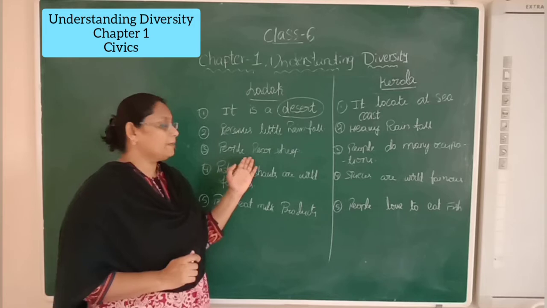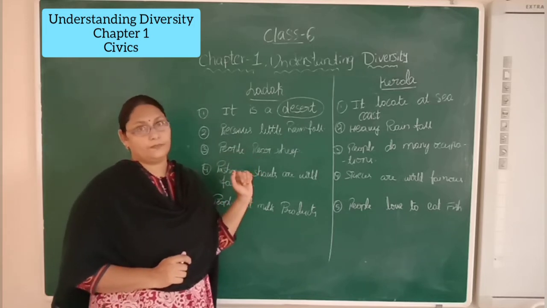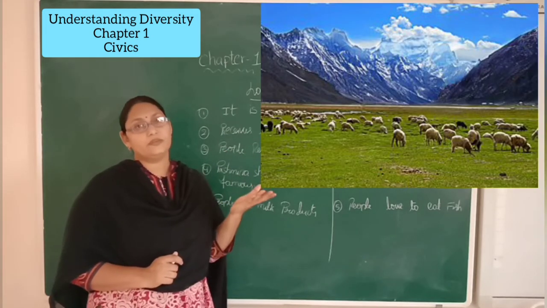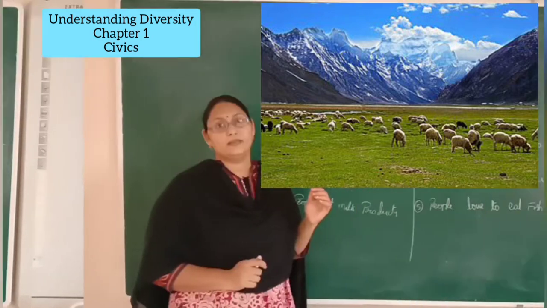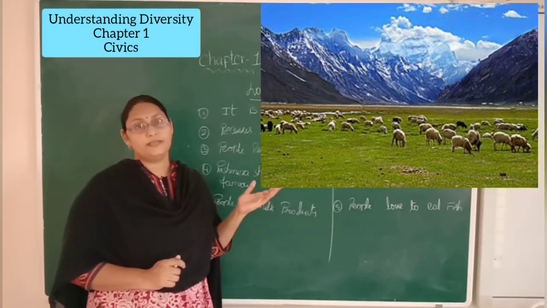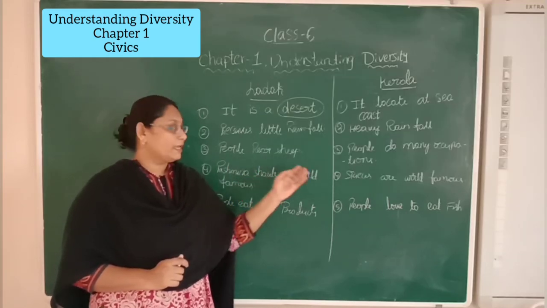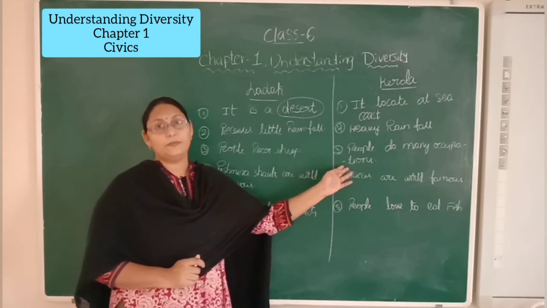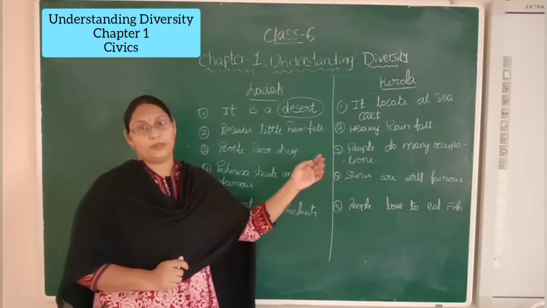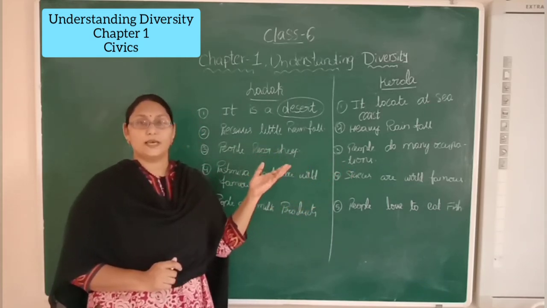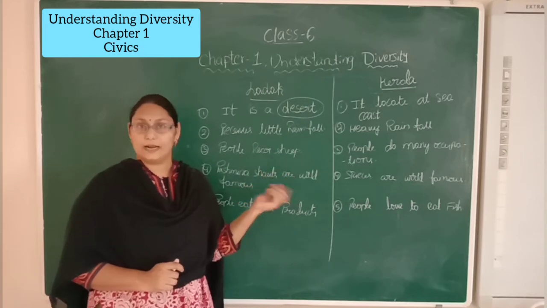The next one is, people rear sheep in Ladakh. So the only occupation we can find in Ladakh is sheep rearing. There are no good opportunities in Ladakh because of the desert location. So most of the people are rearing sheep. In contrast, in Kerala, people can do any occupation. So many jobs and occupations are there in Kerala.